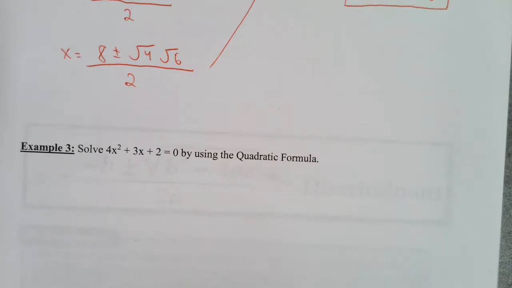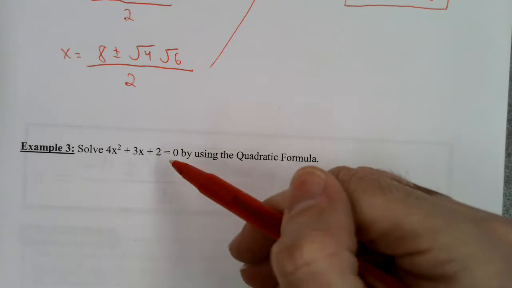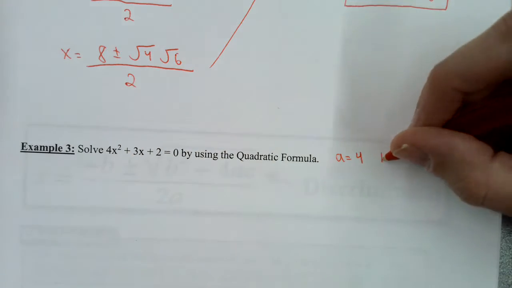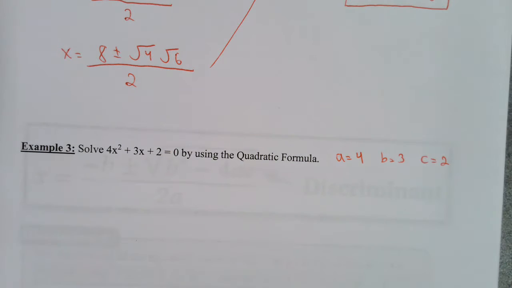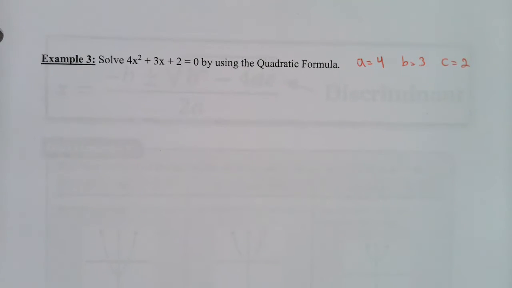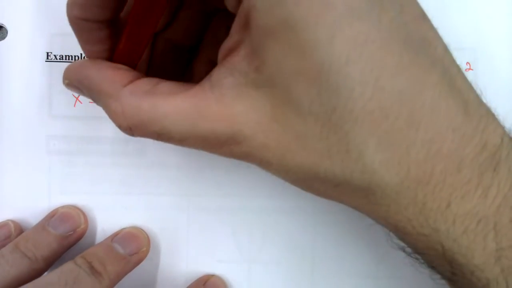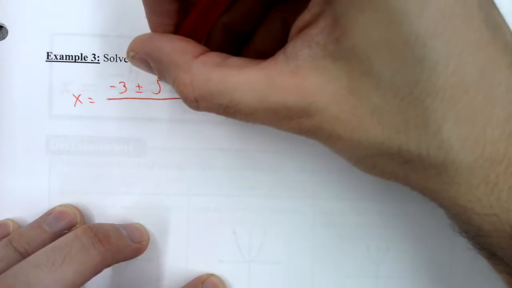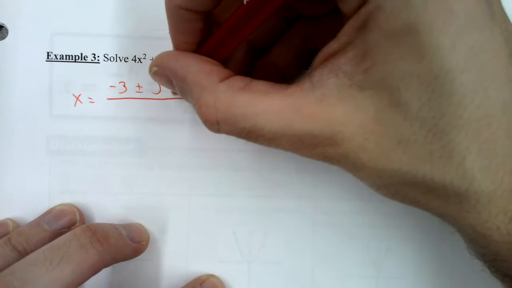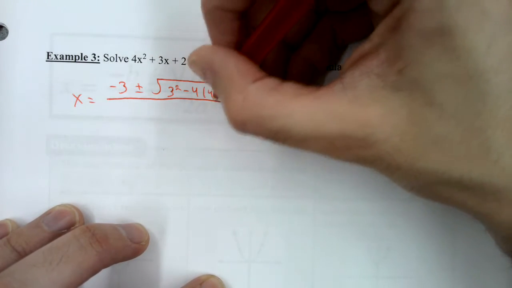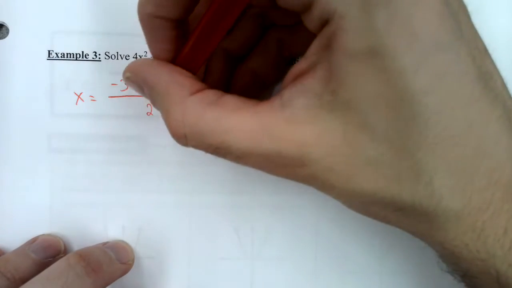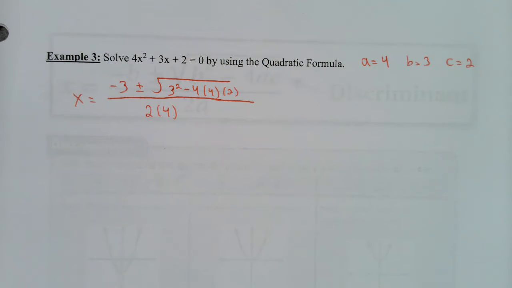But yeah, so in example 3, solve that by using the quadratic formula. It's already equal to 0, so I'm going to say A equals 4, B equals 3, and C equals 2. When we substitute into the quadratic formula, we get the following. X equals opposite of B, meaning negative 3, plus or minus the square root of B squared, so 3 squared, minus 4 times A, which is 4, times C, which is 2. All divided by 2 times A, in this case, 2 times 4. Let's simplify that. X equals negative 3.